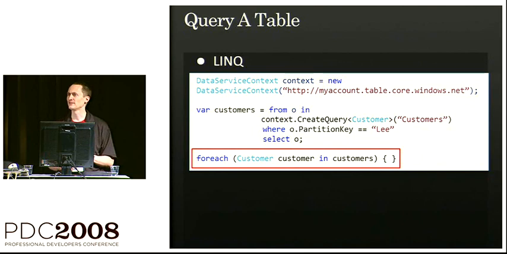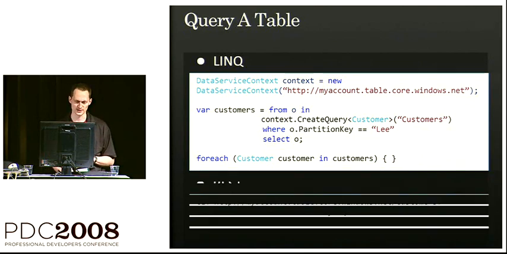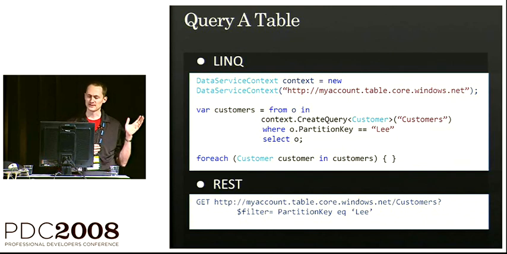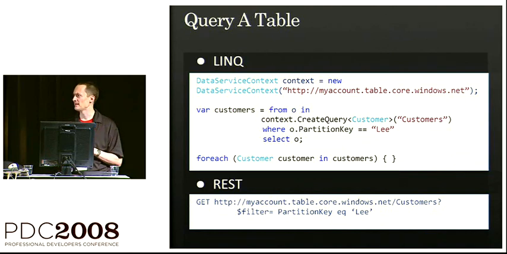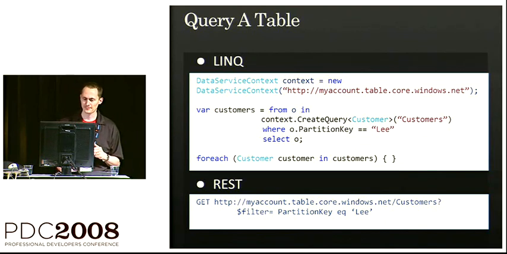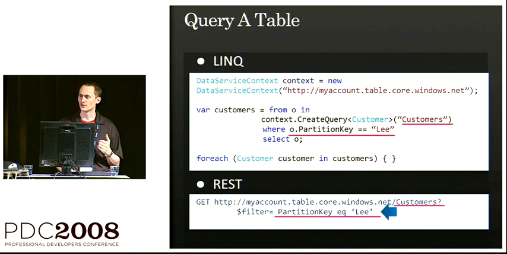Now, I also want to give a taste of what this looks like in REST. So this is what's shown here. You can actually do the same query in REST by specifying GET your account name.table.core.windows.net, then the table name, in this case it's customers, and then you're going to filter, and the query is retrieving the entities where the partition key is equal to Lee. Okay? And this is basically the same thing as we did with LINQ, but with REST.